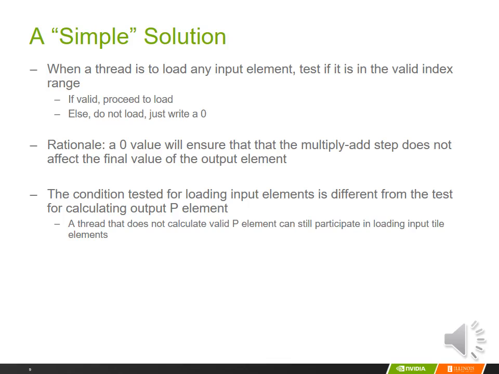Obviously, this is an application-specific approach. Each different application will likely require a different default value for those tile elements that would have been loaded from invalid input elements. Then the condition that we'll be testing for loading input elements is different from the test for calculating the output P element. So when we do the inner product and write to the output array, we will still make sure that a thread that does not calculate a valid output P element will not write.